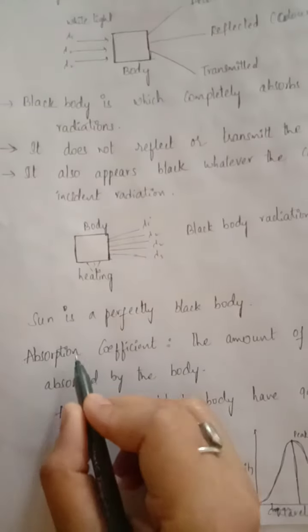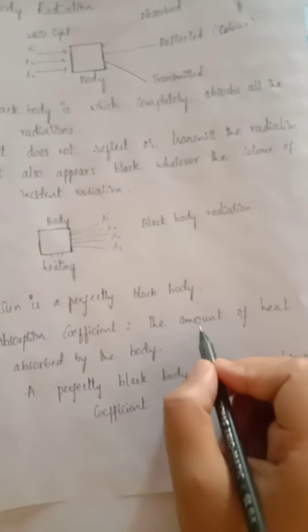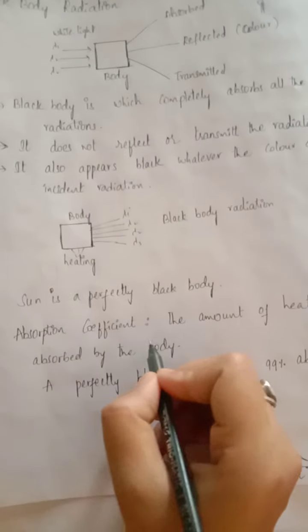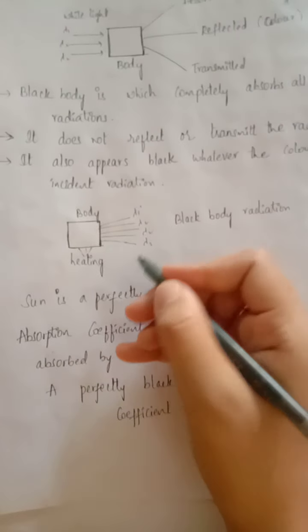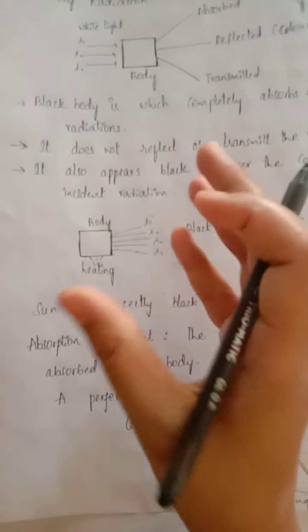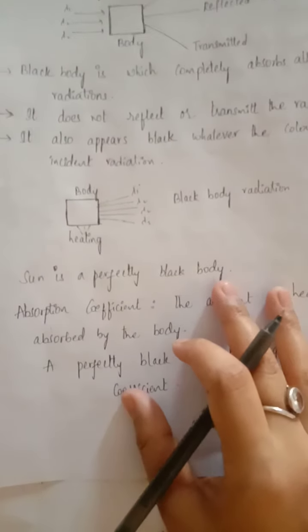Now the absorption coefficient. The absorption coefficient is the amount of heat absorbed by the body out of the amount of heat we are giving to the body. How much we are giving and how much is absorbed by the body gives us the absorption coefficient.